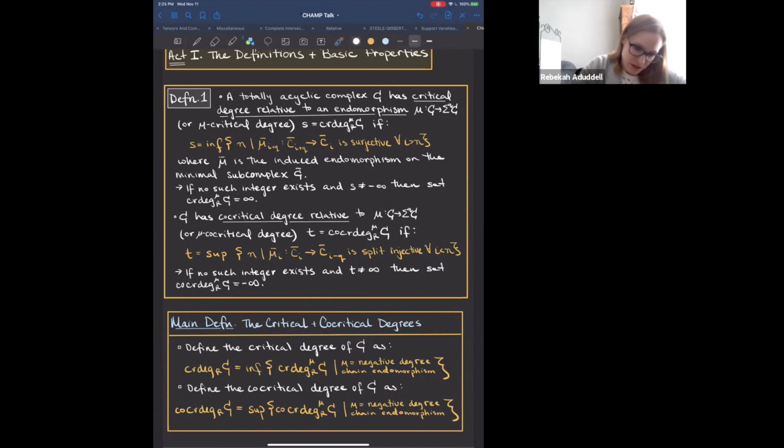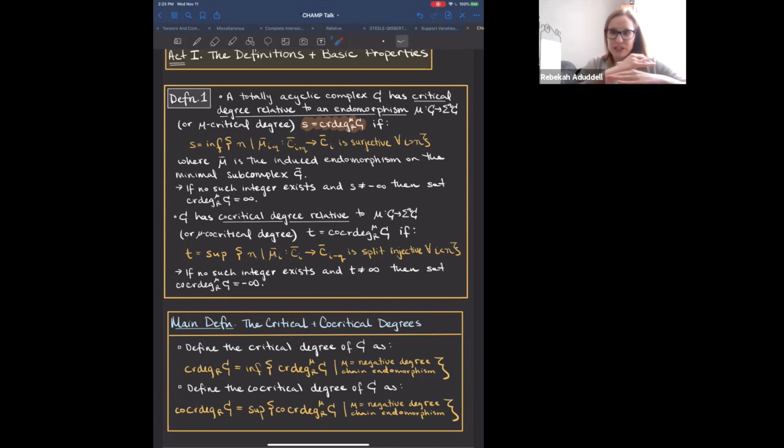Then the mu critical degree is the least integer such that the induced map on the minimal subcomplex of C at degree i plus Q is surjective for all i greater than N. And so it's sort of exactly what you would expect. And then if no such integer exists and S is not equal to negative infinity, that's when you would set the mu critical degree equal to infinity.